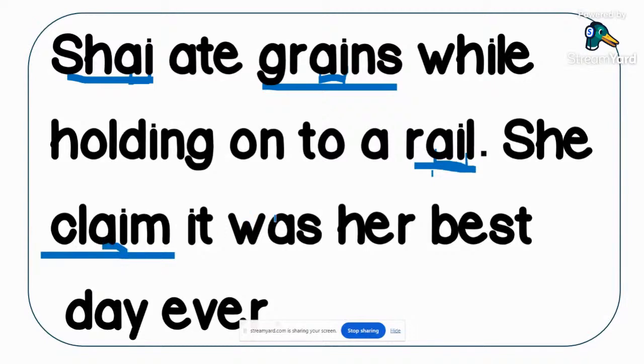So now that we have found those words, it means that when we see them, we should be able to read through them very quickly, because we have already learned them. All right. So all the other words are our sight words. So we're just going to learn our sight words. Okay.